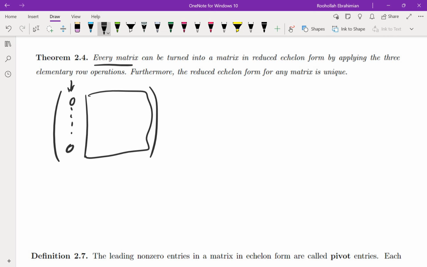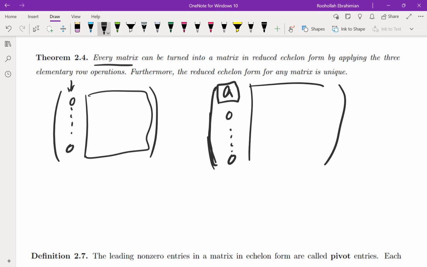So the proof would be by induction. If the first column is non-zero, then you swap two of the rows in a way that the first entry here is non-zero. Then you use that entry to get all zeros here, and then you use induction on the rest, because those operations now are not going to make any changes for this one.